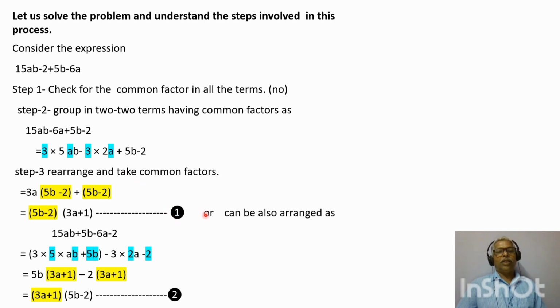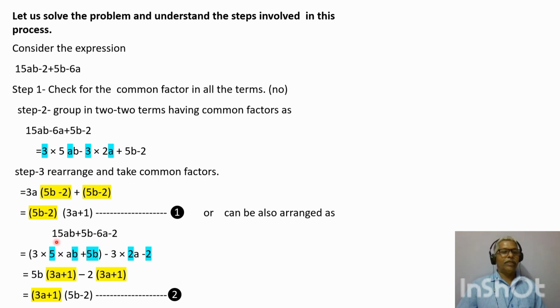in a little different way. Okay, because it can also be arranged as, see here, the a term was brought near ab. Now I will bring the b term here. Look at it here: 15ab plus 5b minus 6a minus 2. Okay. So you can take it like this also. You will see the answer.